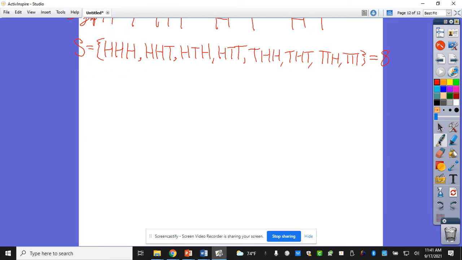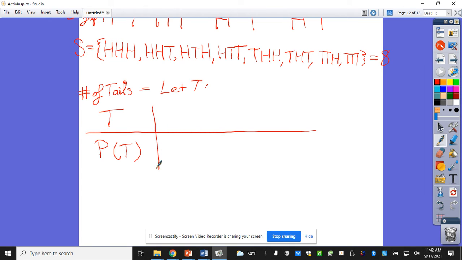So let's let our event being the number of tails. I'll just say let t be the number of tails. So then I can do a probability table as t and probability of t. So I flip a coin 3 times. What are my options for the number of tails I can get? 0, 0.